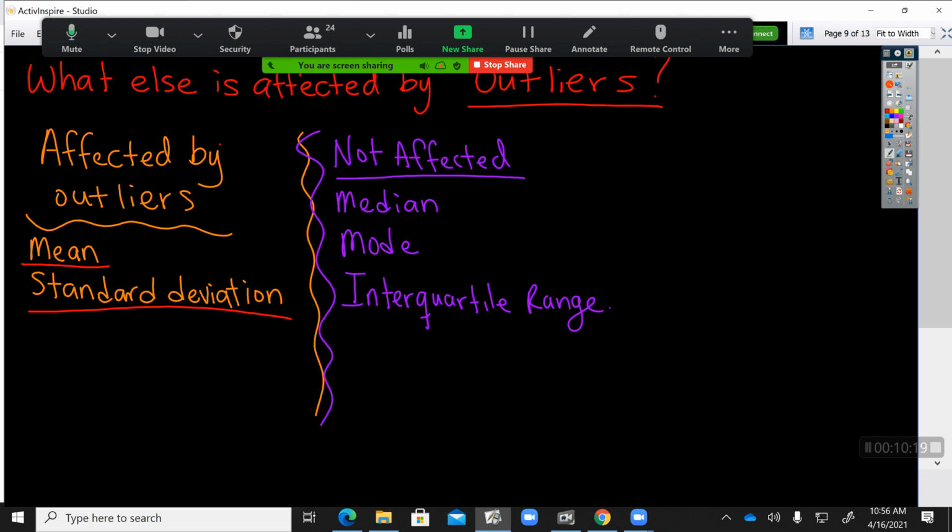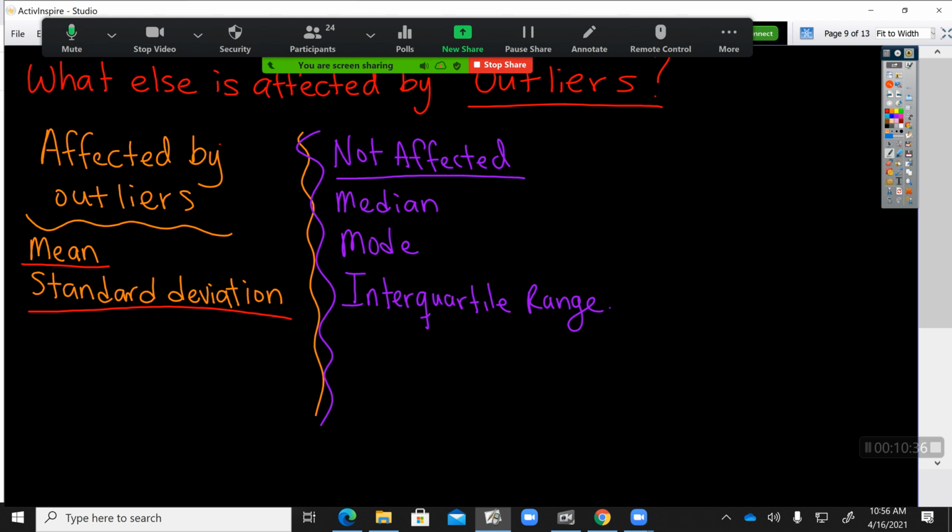Also, standard deviation deals with the mean. So whatever answer you have for mean, you copy the answer for standard deviation. So if the question was, which are affected by outliers, then you have to say mean and standard deviation.